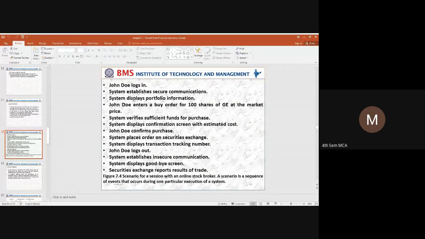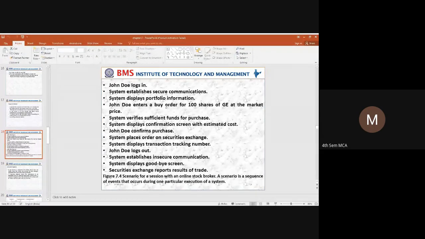Okay, here is an example. John Doe logs in. Once he logs in, what happens? A secure communication system will be established. Once the communication system is established, the system will display the portfolio information.